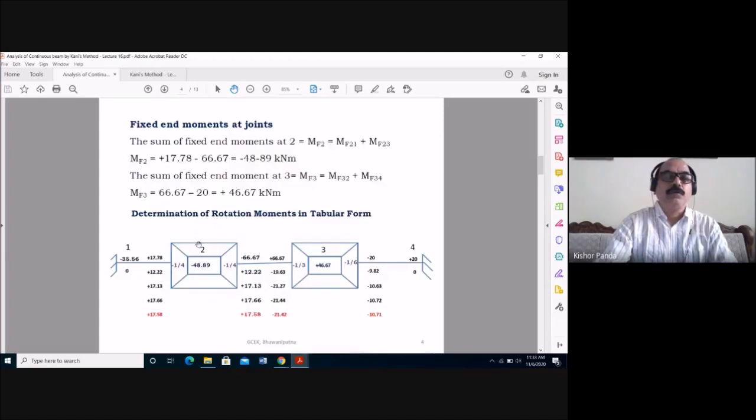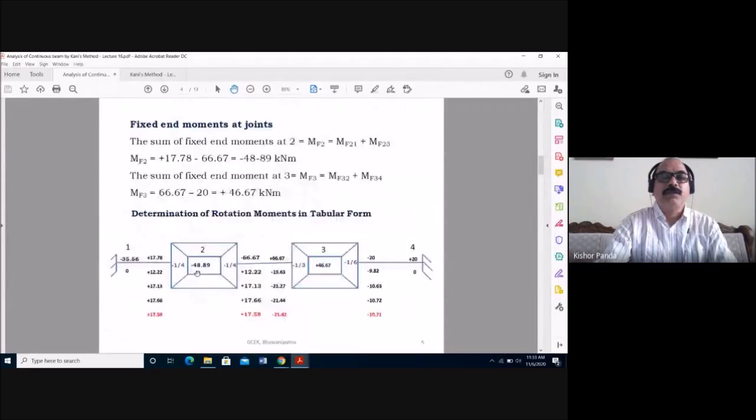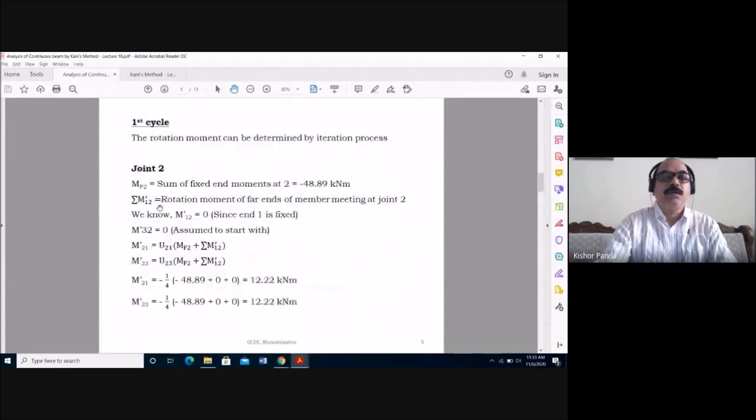So first we will go to joint 2. This is joint 2. So here you see what is the formula. MF2, the sum of fixed end moments at joint 2, is minus 48.89. You know this is minus 48.89, the sum of fixed end moments at 2, and the summation of M dash 1-2, the rotational moments of the far ends of the members meeting at joint 2.